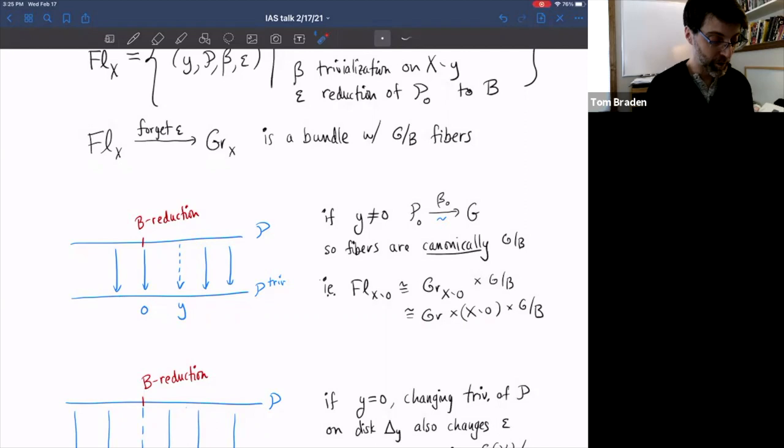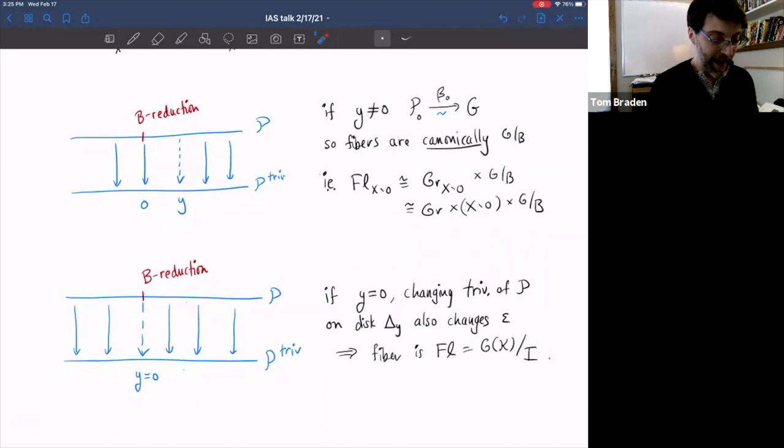Okay, but if you look at the fiber at zero, now things are different, because I can't identify the fiber at zero of P with the fiber at zero of the trivial bundle, because my beta is not defined at zero.